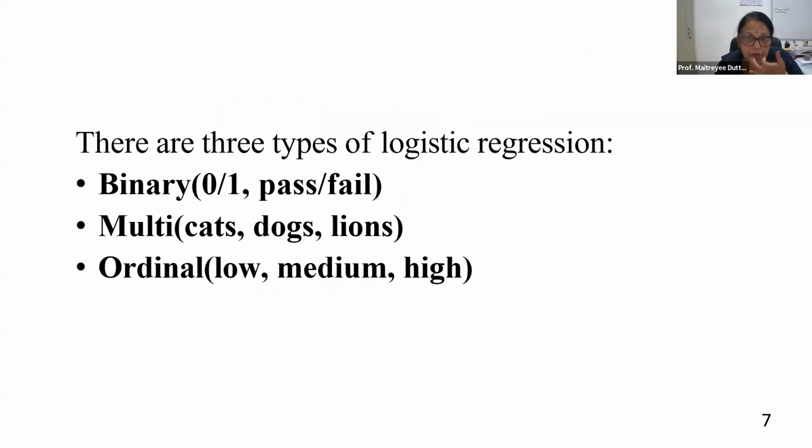There are three types of logistic regression. It can be binary, pass or fail, multinomial also, and ordinal also. Ordinal in the sense low, medium, high, not binary, but ordinal values, with order, right? Order, first, second, third, like low, medium, high. So these are the ordinal values.